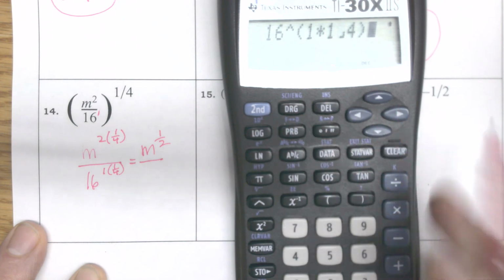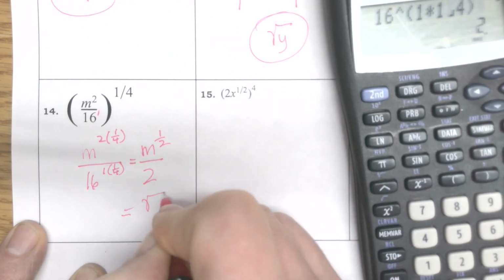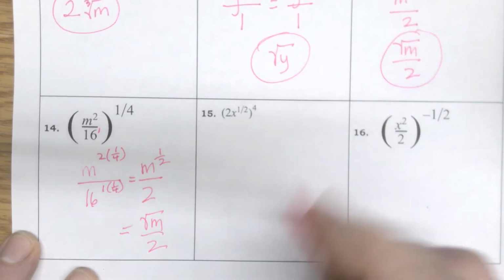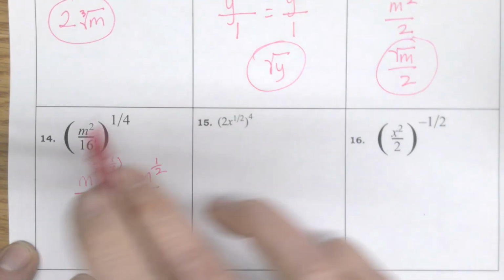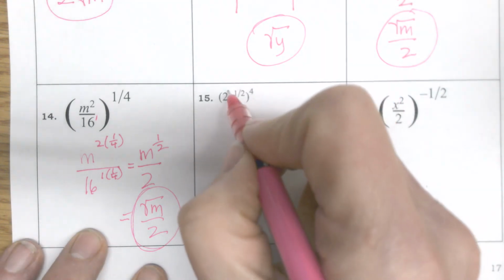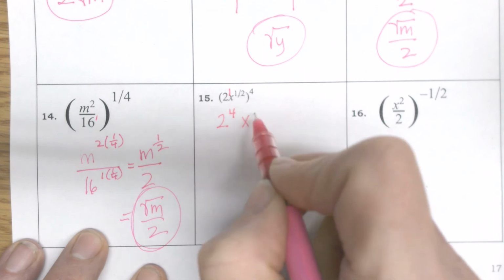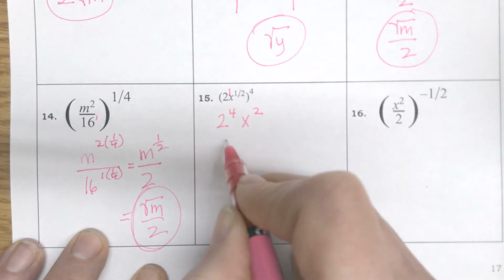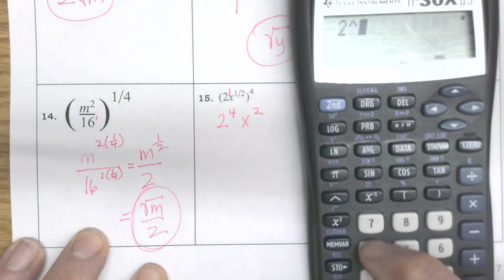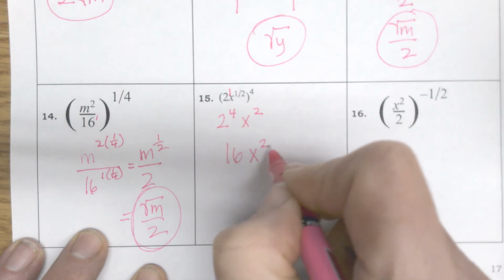I just did that whole thing, plugged it all right in there. 1 times 1/4, put it all in parentheses, I hit equals, and I got 2. So my answer is the square root of m over 2. Hey, that looks familiar. Oh, that's because that was that last problem we had. So 2 different problems, look a little different, came out to the same answer. That's not unheard of. So bring my power through, 2 to the 1 times 4, x to the 1/2 times 4. 2 to the 4th, I might want to, again, evaluate 2 raised to the 4th power. I can use that caret key. That's 16x squared.